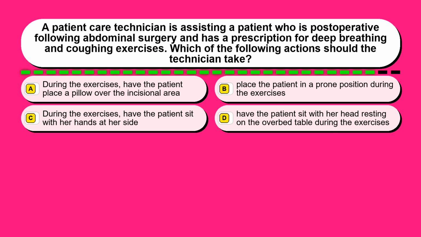Question 16. A patient care technician is assisting a patient who is postoperative following abdominal surgery and has a prescription for deep breathing and coughing exercises. Which of the following actions should the technician take? Option A, during the exercises, have the patient place a pillow over the incisional area. Option B, place the patient in a prone position during the exercises. Option C, during the exercises, have the patient sit with her hands at her side. Option D, have the patient sit with her head resting on the overbed table during the exercises.